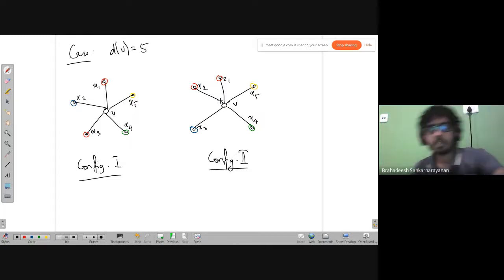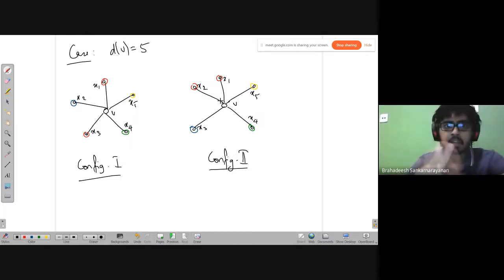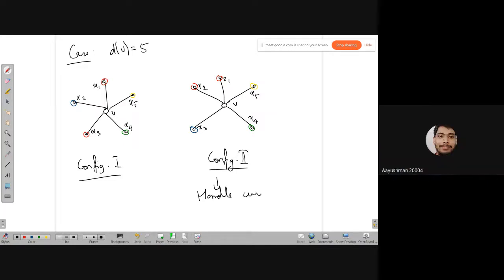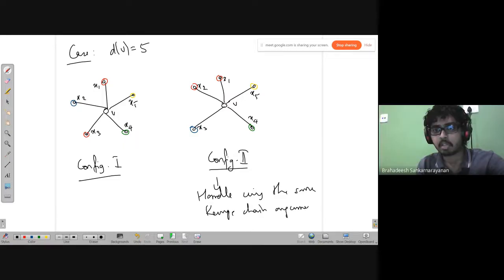So what can we do? Among these two, configuration 2 is easier to handle, because I want you to use the same Kempe chain argument. For which two? For blue, yellow, and then for red, green. Handle it using the same Kempe chain argument. Just write down the same argument and see.